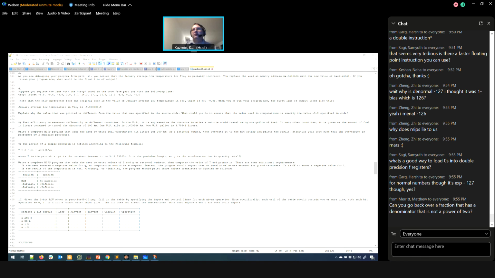And what's a good way to load zeros into double precision F registers? I would say probably the easiest way would be to use the conversion instruction to convert 0 into the double precision value. So it's just one instruction, right? You can convert integer 0 into double precision 0.